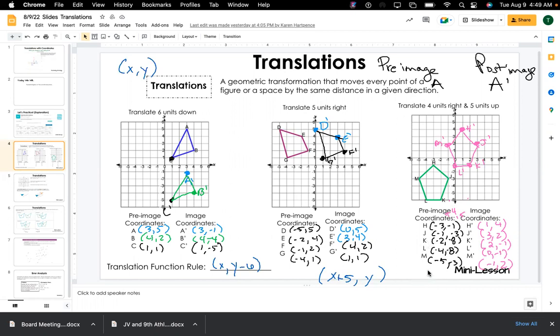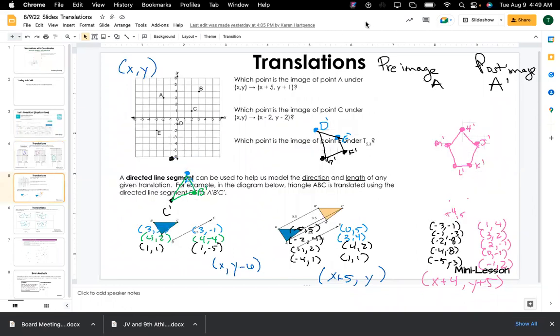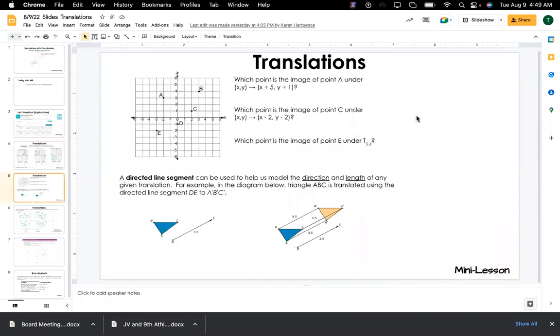Okay, so we're going to go 4 units right and 5 units up. Ta-da! Okay. And if I'm going too fast in the video, obviously you pause it, go back, etc. Make sure that you are writing this information down because you are going to need it for later on.